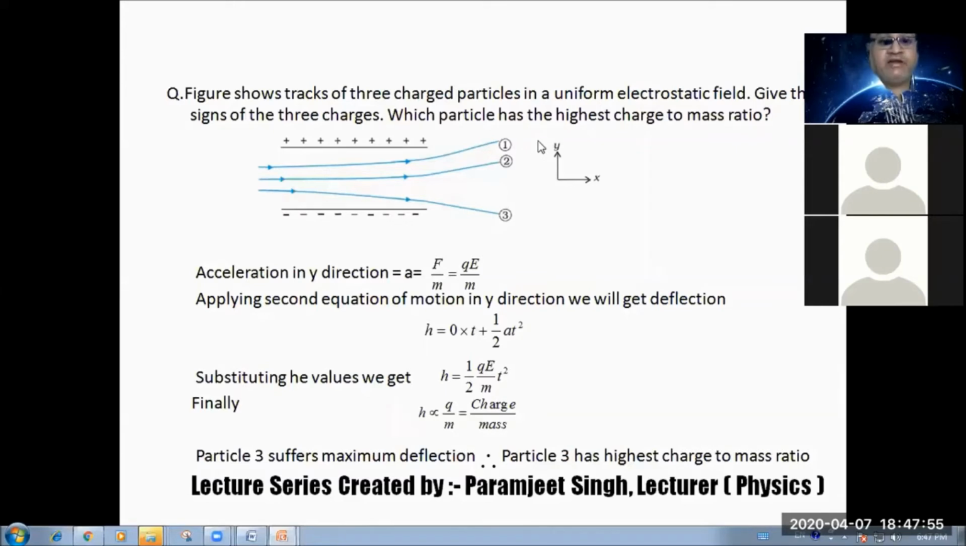So which particle will travel a larger distance, which is having larger q by m? Which particle has shifted by a large magnitude? That is the third particle. There is greater shift in the third particle as compared to the first and second. It means the third particle has a larger shift because q by m is greater for the third particle. So the third particle has the highest charge to mass ratio.